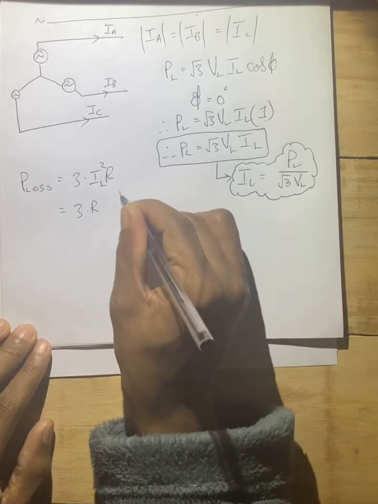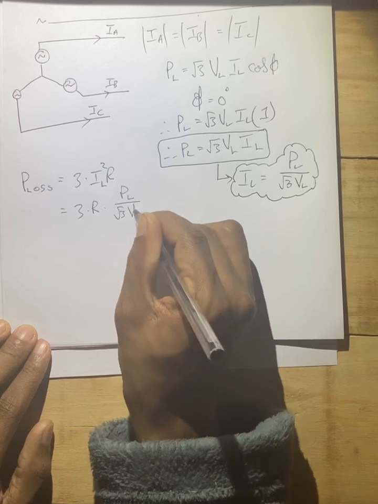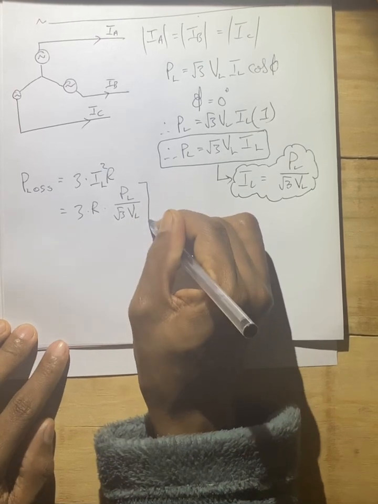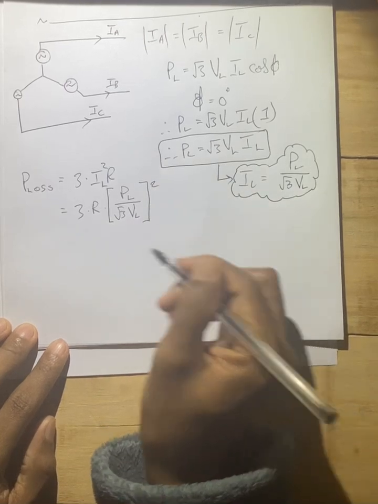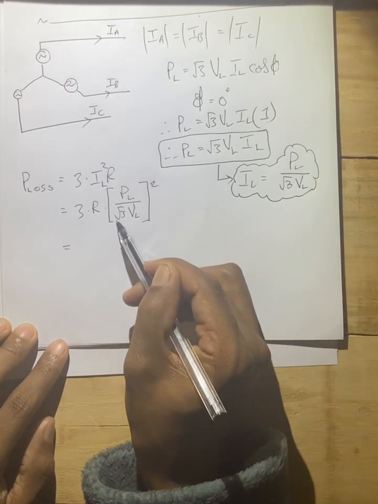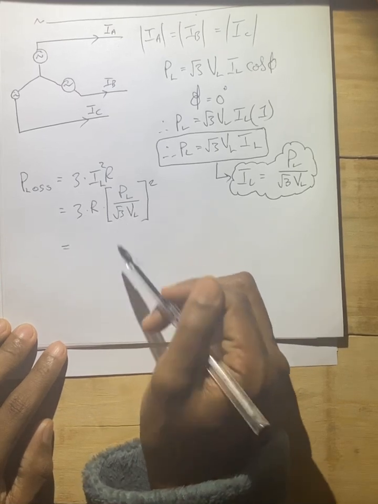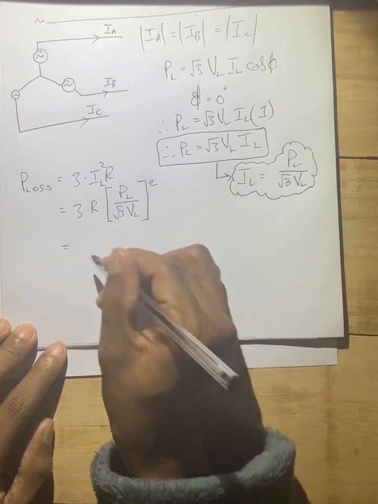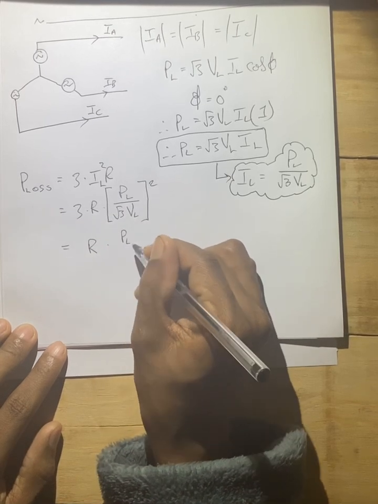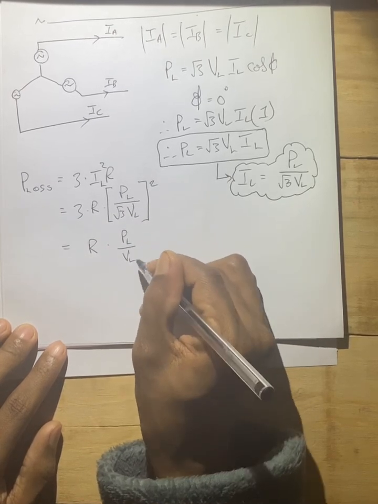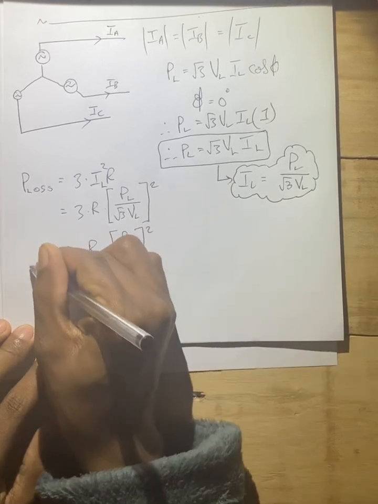IL is equal to PL over square root of 3 VL. And then what's this to the power of 2? Square root of 3 times square root of 3 is equal to 3. 3 divided by 3 is 1. So in this case, we will have R times PL over VL squared.